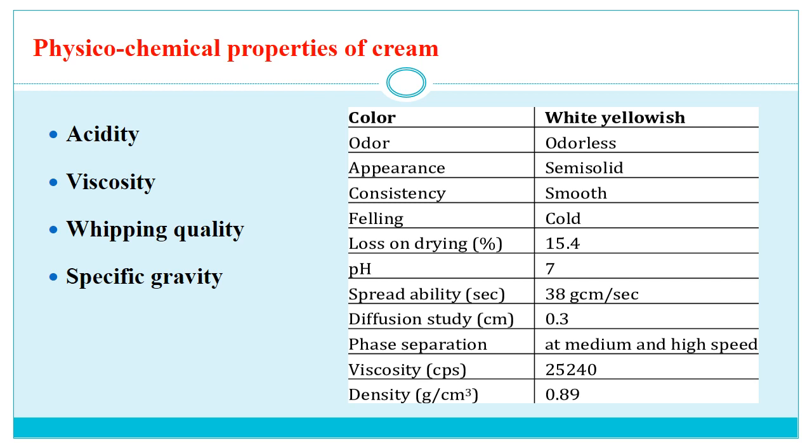Now let us understand some of the important physico-chemical properties of cream. Firstly, it is acidity, viscosity, whipping quality and specific gravity. These are some of the important properties of cream. As such, we can see that the color is white yellowish, it is odorless, the appearance is semi-solid, the consistency is smooth, and it has a pH of 4. It will have good spreadability, phase separation and viscosity. We are going to learn a little more detail about these properties of cream.